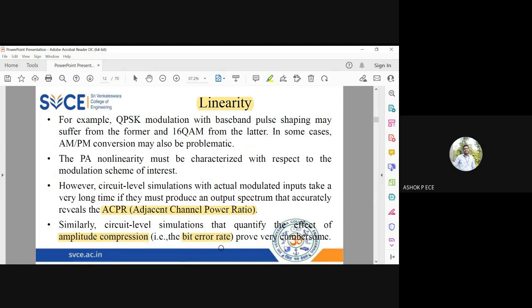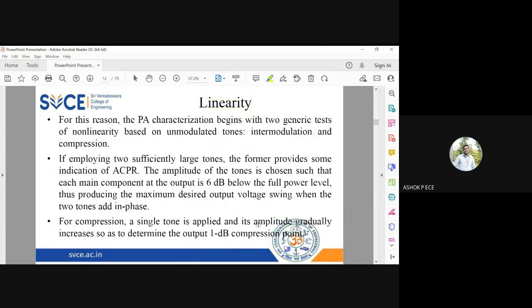So a worse bit error rate is going to be larger. It means the output power is less, which is because of amplitude compression. So linearity has to be handled seriously in power amplifiers. If you don't handle linearity, the application will become completely noisy. And you have this non-linearity happening because of intermodulation and compression.